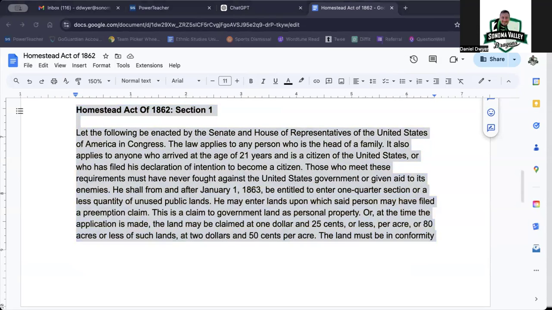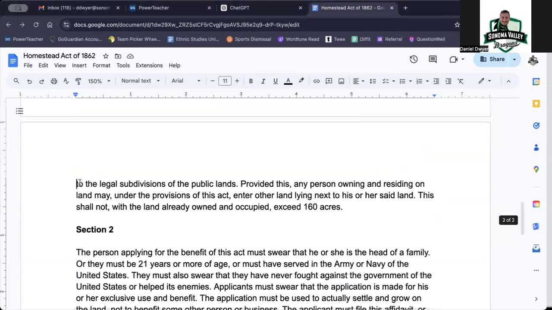He shall, from and after January 1st, 1863, be entitled to enter 1/4 section or a less quantity of unused public lands. He may enter lands upon which said person may have filed a preemption claim. This is a claim to government land as personal property. Or, at the time the application is made, the land may be claimed at $1.25 or less per acre, or 80 acres or less of such lands at $2.50 per acre. The land must be in conformity to the legal subdivisions of the public lands.